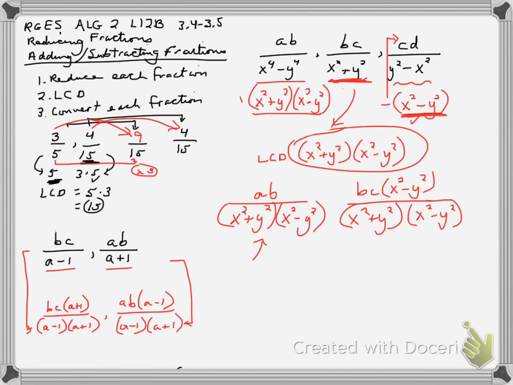And then finally for the last one, which I'll have to do on the next line, I already have the x squared minus y squared, so I need x squared plus y squared times the numerator, which already has a negative sign. So negative cd times x squared plus y squared all over the common denominator.